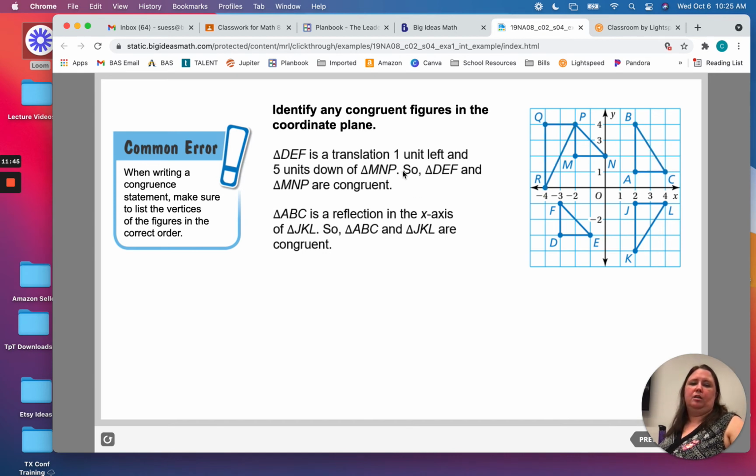So I just want in your journal, put example 1, and then put triangle DEF and MNP are congruent. Or you can even use the congruent sign. Does that make sense? So triangle DEF, and then put the equals with the squiggly over it to triangle MNP, and then do it again for the second one. That's how you show that they're congruent, yeah.